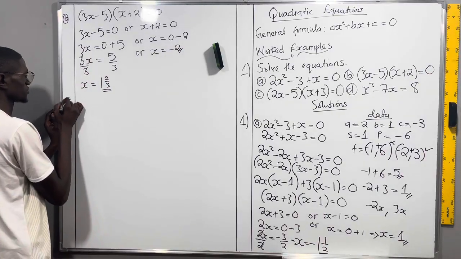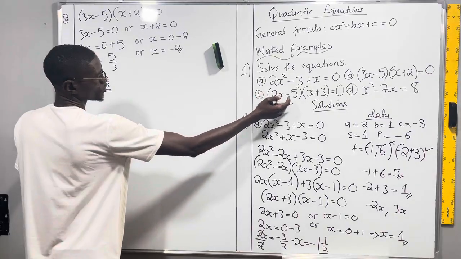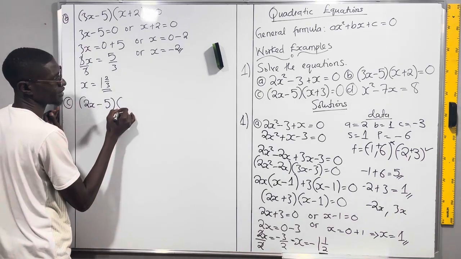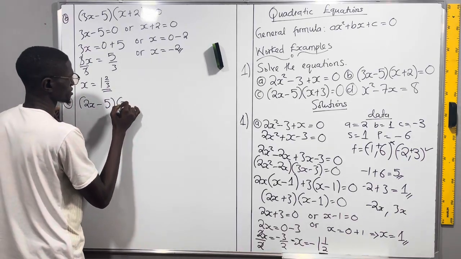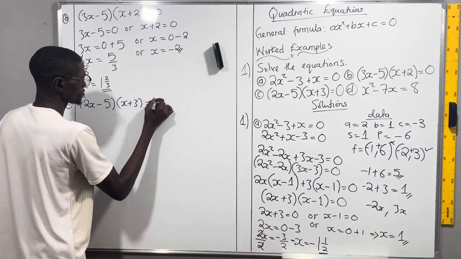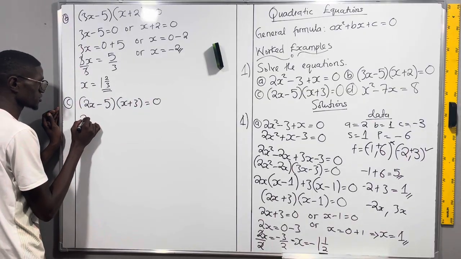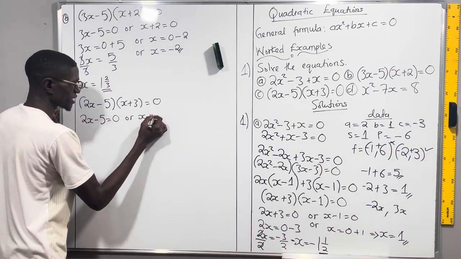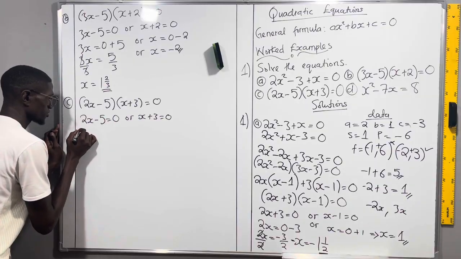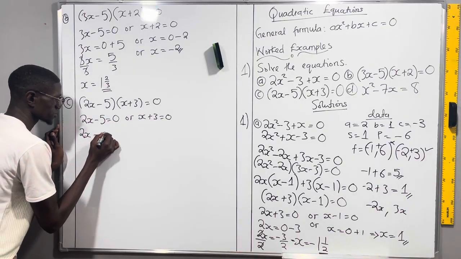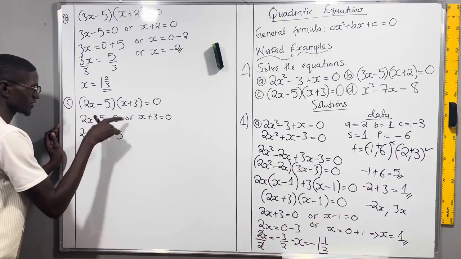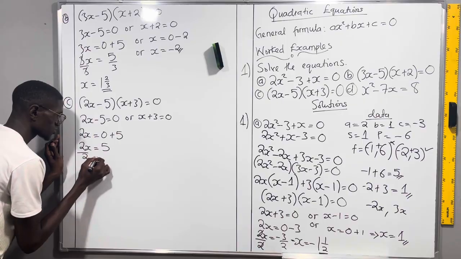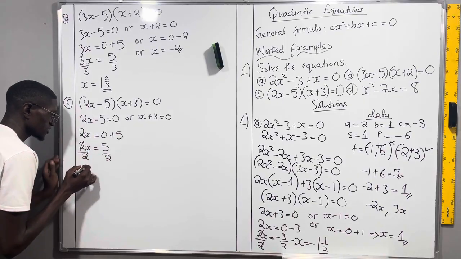We go to C. C is (2x minus 5)(x plus 3) is equal to 0. We equate each bracket to 0. 2x minus 5 is equal to 0, or x plus 3 is equal to 0. So we're going to say 2x is equal to 0 plus 5. On this, negative 5 crosses, 2x is equal to 5, divide both sides by 2. By 2, here the 2's cancel.